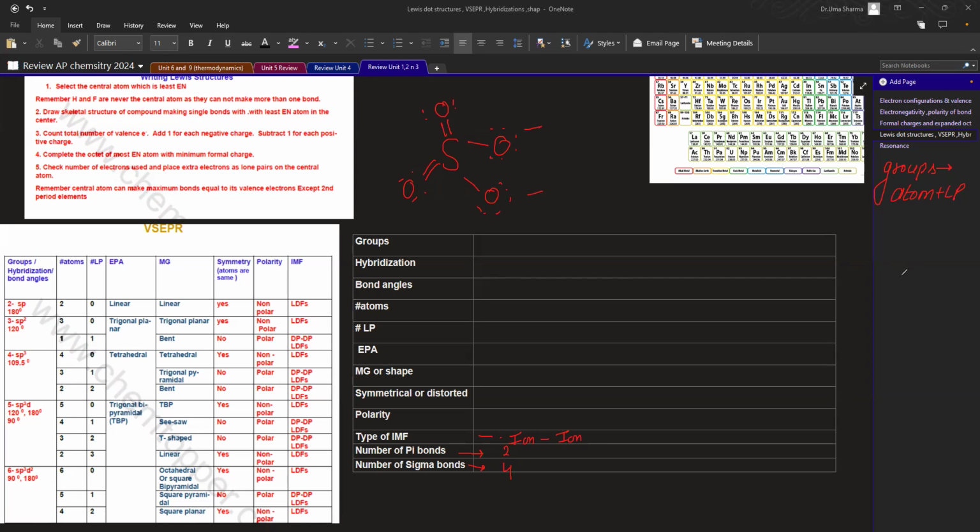No, Aditi, groups are the domains. Atoms plus lone pairs are the domains. That is called EPA, electron pair arrangement, or they call it electron domain geometry also. You have to count lone pairs also. Atoms and lone pairs.